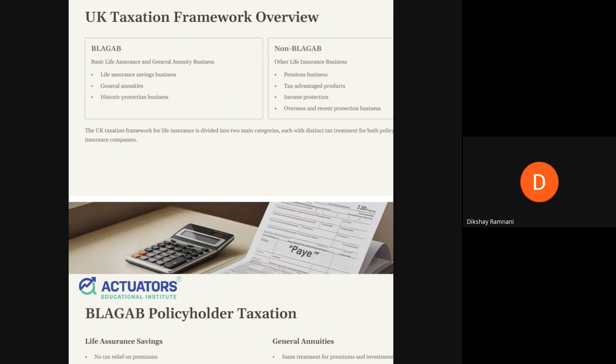I think I minus E is more suitable for BLAGAB, and the trading profit will be for non-BLAGAB, right? Correct, because the BLAGAB business is primarily savings business. You have got savings, life insurance, savings products, and non-pension annuity products. So all these are basically what? These are primarily savings products, correct?